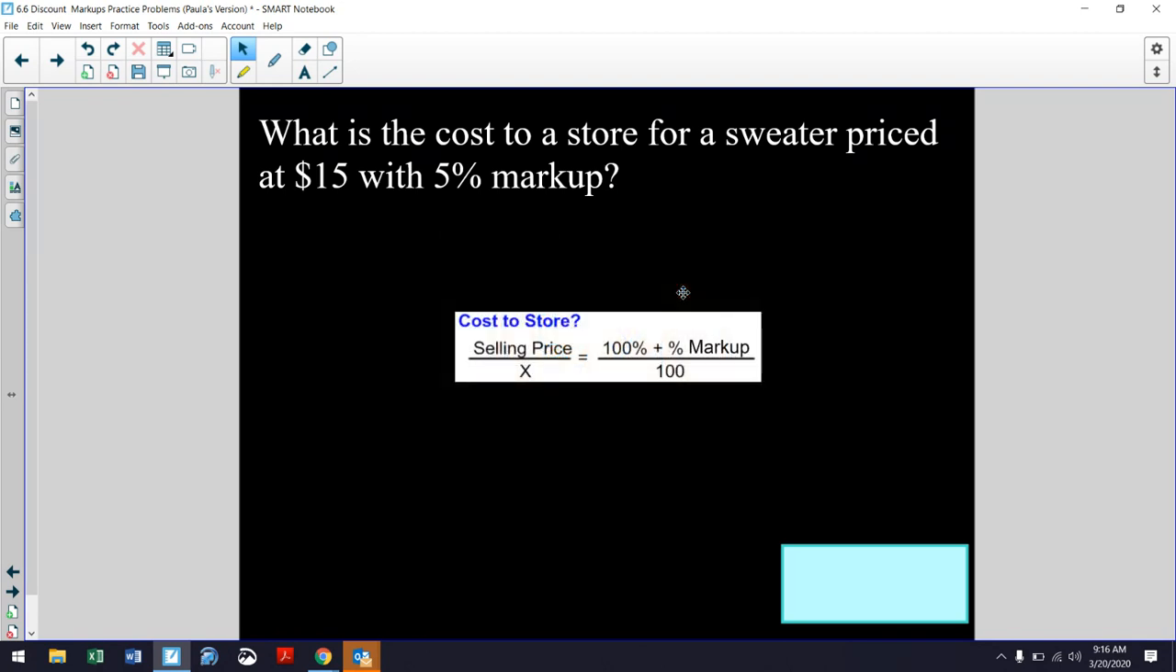Okay, so this is the equation setup that we should be using to find cost to store. After you plugged in everything you knew, you should get that the store paid $14.29. Remember to always round to the nearest penny, so that would be our second decimal place. And looks like they're making about 70 cents for each of those $15 sweaters.